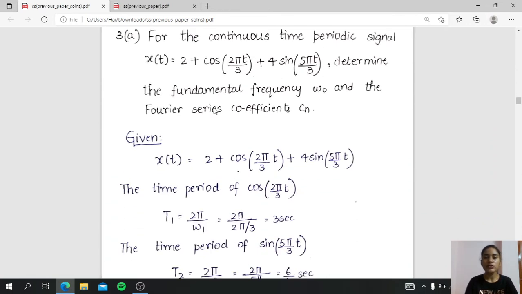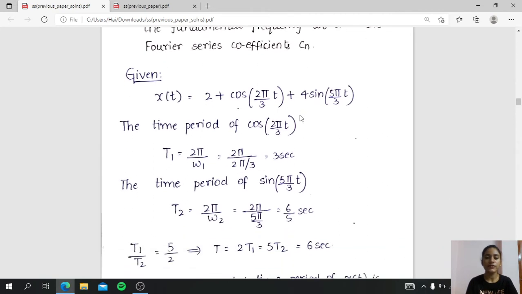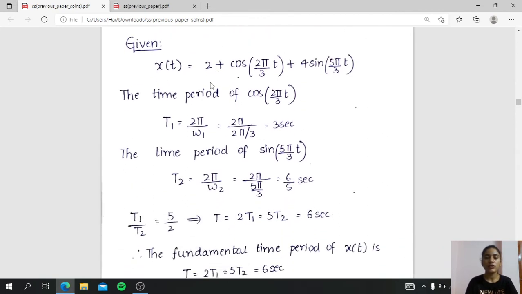Next, for the continuous time periodic signal x of t is given. Determine the fundamental frequency omega naught and the Fourier coefficient Cn. So consider this signal. First we need to find the time period. So we have two functions. Consider the first function and find its time period. T1 is equal to 2 pi by omega 1. Your omega 1, the coefficient of t, is equal to 2 pi by 3. On substitution you'll get T1 is equal to 3 seconds.